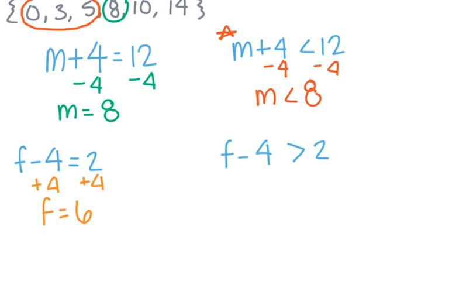So we're going to solve for f. So we have f is greater than 6. And if we look at our data set, we have 10 and 14. So we can use 10 and 14. And we also have 8. So there are 3 possible numbers that can make this number sentence true: 8, 10, and 14.